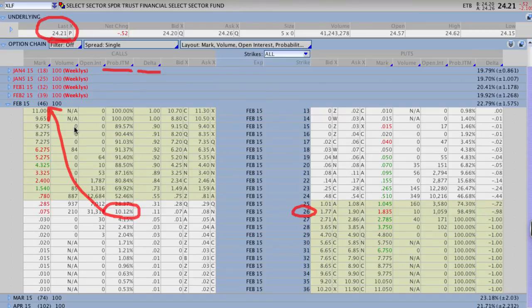So that probability factor really helps us with creating really high probability trades that allow us to take in a lot of premium and extend our trading timeline out into the future.